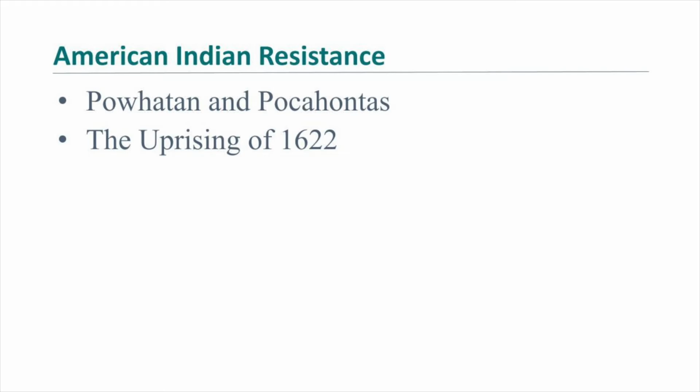Now, relations deteriorated after Smith returned to England, and colonists massacred villagers indiscriminately, and Pocahontas was captured only to convert to Christianity and marry John Rolfe, R-O-L-F-E, as part of a peace settlement. She went to England with Rolfe and became a sensation. She was supposed to represent Anglo-American harmony.